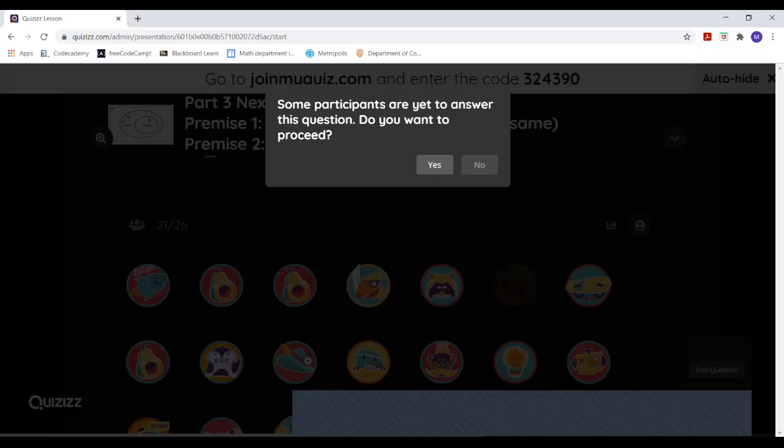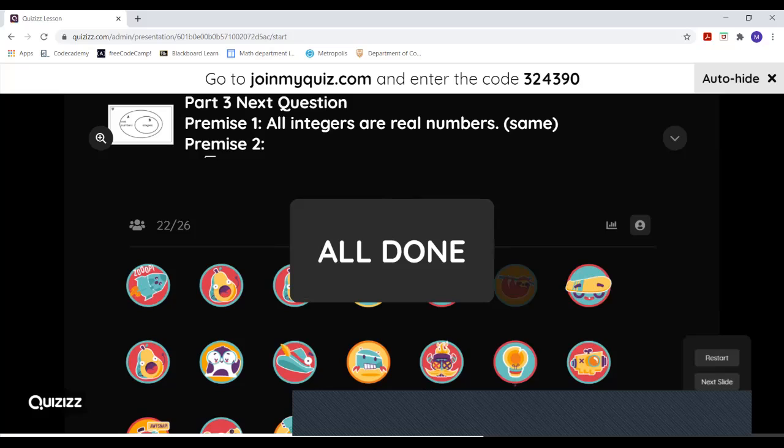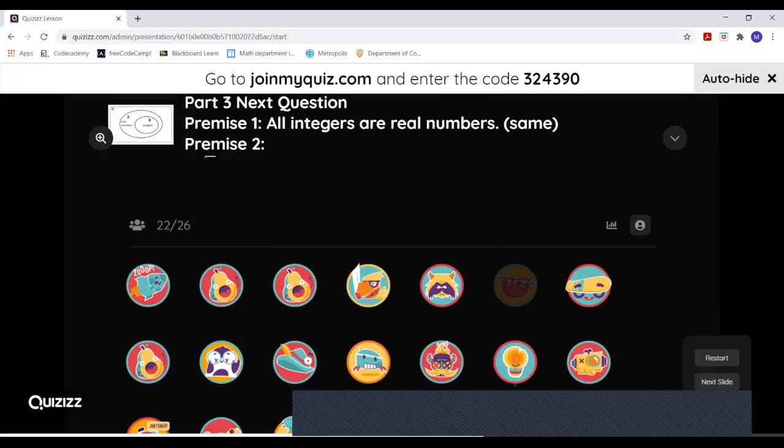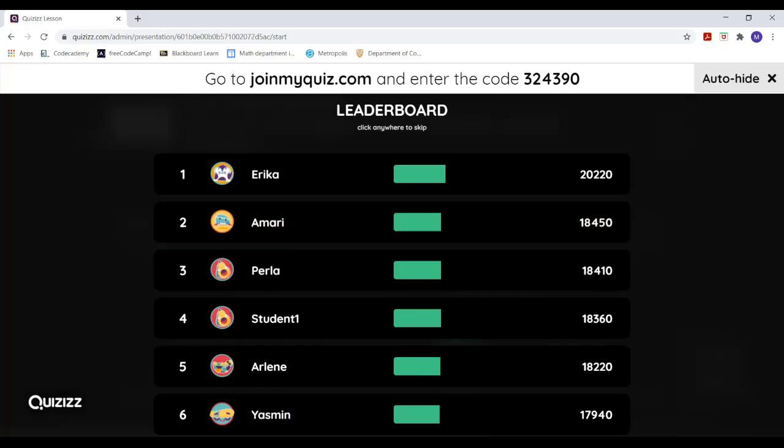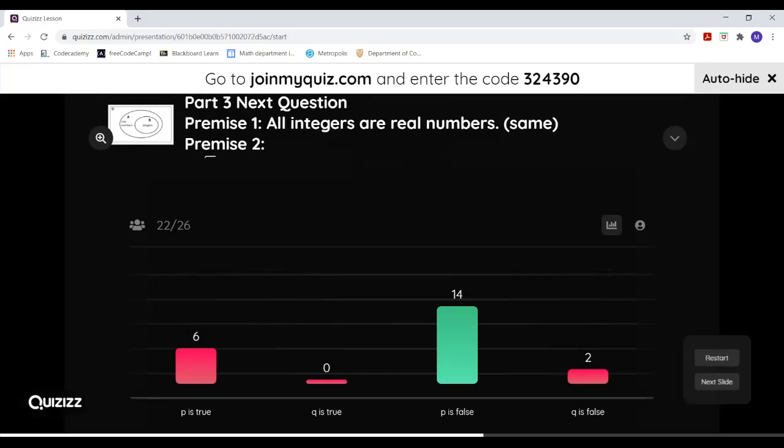He's about to hit it. Okay, so what is this saying? I believe it says P is false. It's not an integer. It would be P is false. All right.